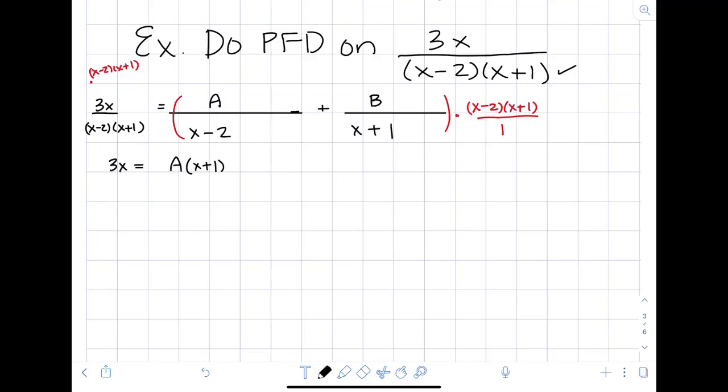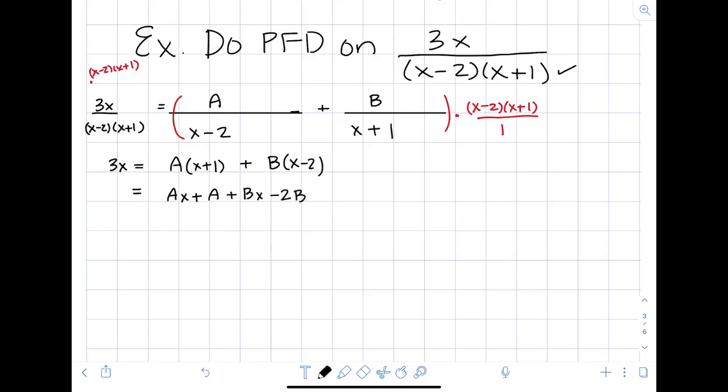Okay, so let's look at why that canceled that way. The x minus 2 in the denominator here canceled with this x minus 2, and the x plus 1 is still left behind. Similarly, for our next factor, we're going to get B times (x minus 2) because our x plus 1 canceled top and bottom. Okay, so coming down, we have a little bit easier equation that we're looking at right now.